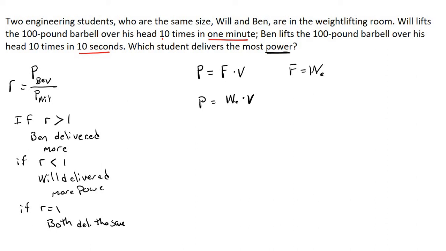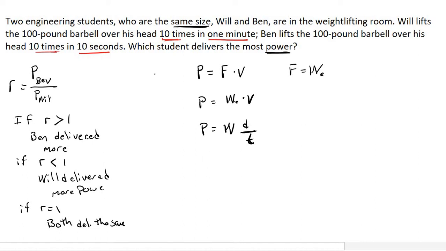First, we could say that the power is equal to the weight times the distance divided by t. So that's one way to describe it. We don't have the distance, but we have a couple of other things to think about. We don't have each individual distance, but what we do have is two engineering students of the same size. That means the approximate distance is going to be the same. The weight's going to be the same. We also said 10 times and 10 times. Although they're the same, let's put this in an equation.